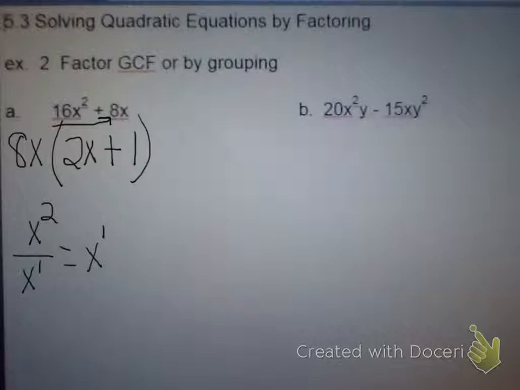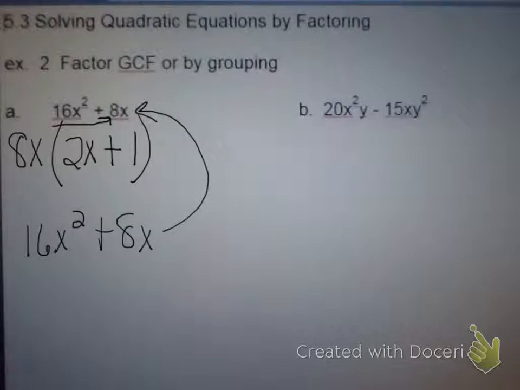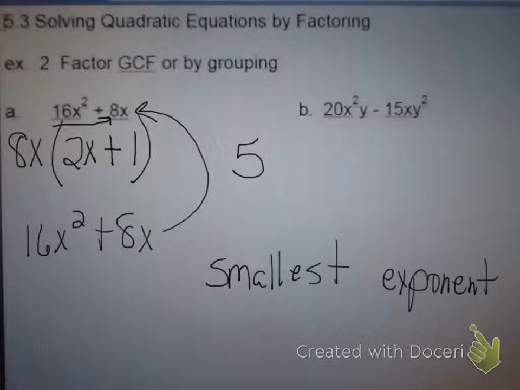To check this, we could distribute it back out, and when we do that, we get 16x squared plus 8x, which is the problem. So we know we factored out correctly. Example B, I'm going to factor out a GCF of 5. And remember, the GCF of the variable is the smallest exponent. So I have an x and a y.